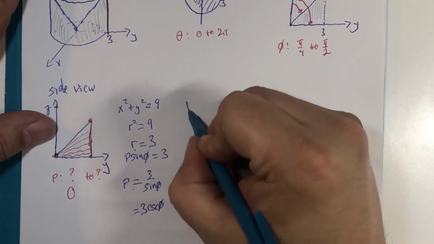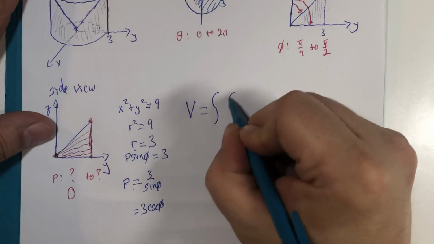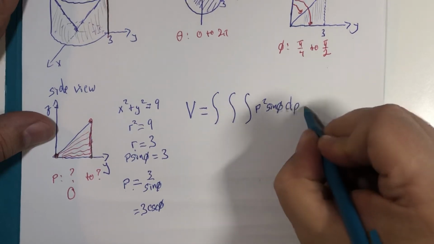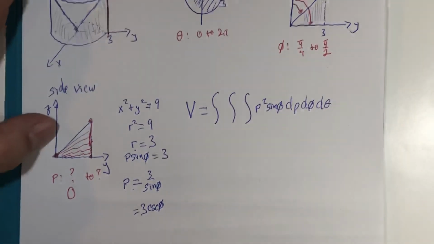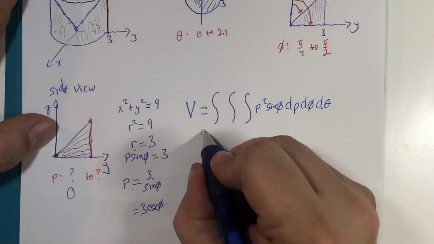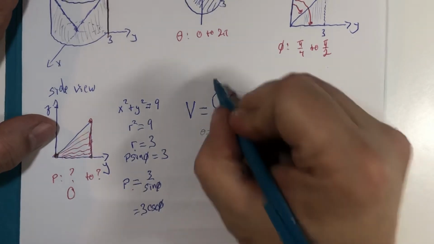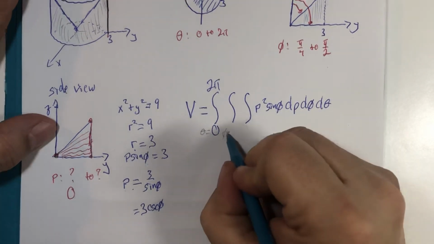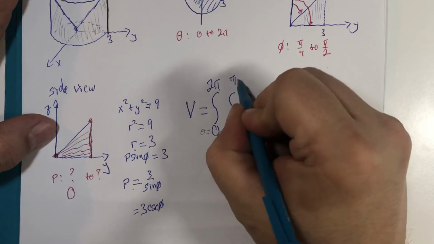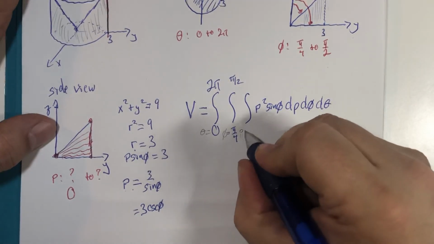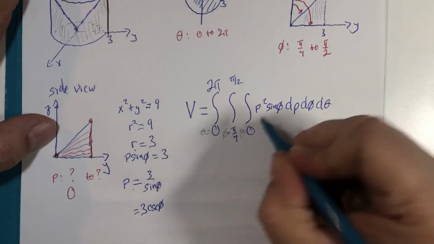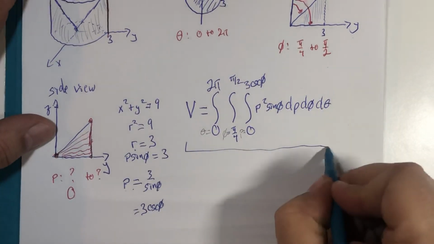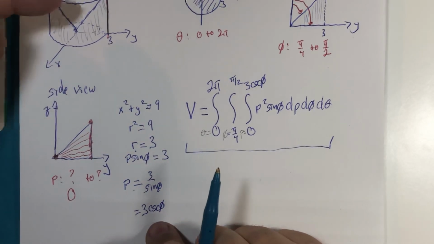So we're ready now. Volume is equal to 1, 2, 3 integrals, rho squared sine of phi, d rho, d phi, d theta. My theta from 0 to 2 pi. My angle phi, pi over 4 to pi over 2. And finally, my value of rho from 0 to 3 cosecant of phi. And that, my students, is the volume of that region that is below the cone.